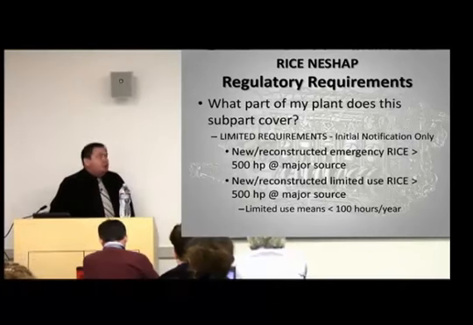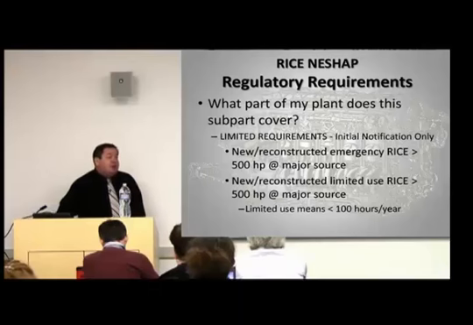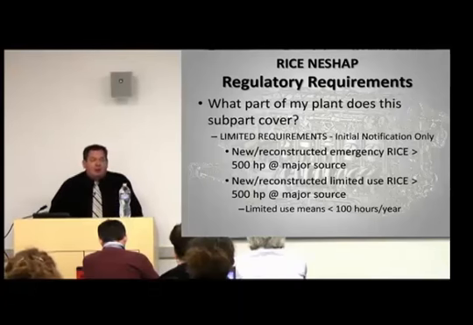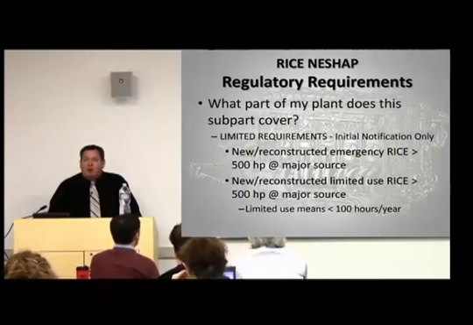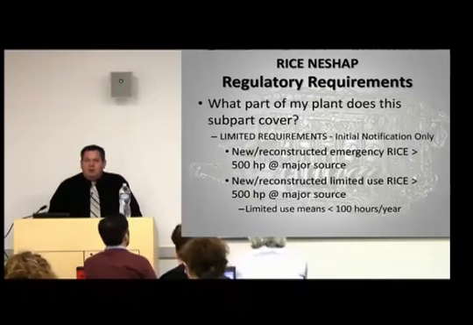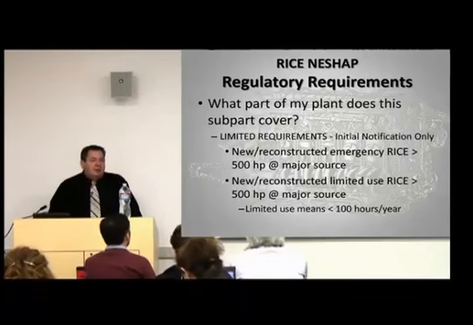So new and reconstructed emergency engines greater than 500 horsepower, new and reconstructed limited use engines greater than 500 horsepower. The definition of limited use is they can only be used for a maximum of 100 hours per year. What's the definition of emergency? They can only be used for a maximum of 100 hours per year, right? What's the difference?